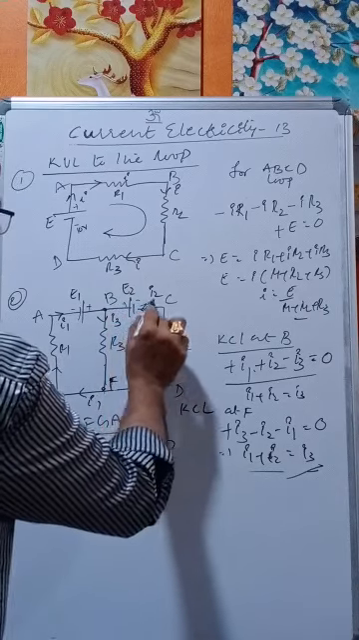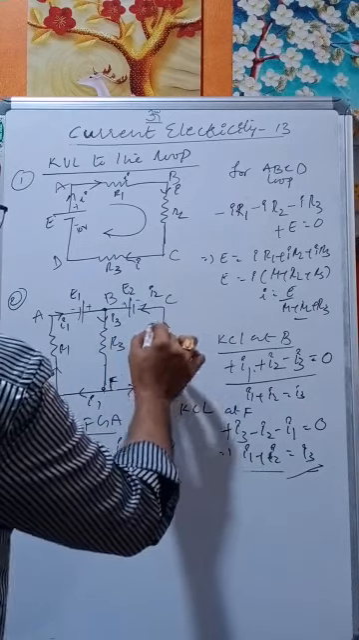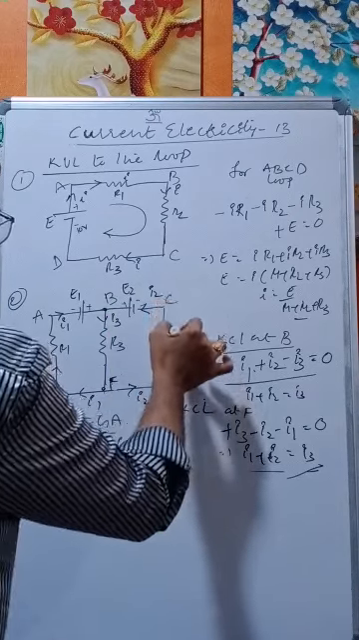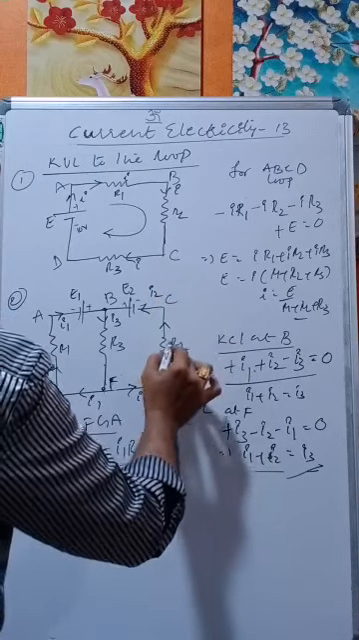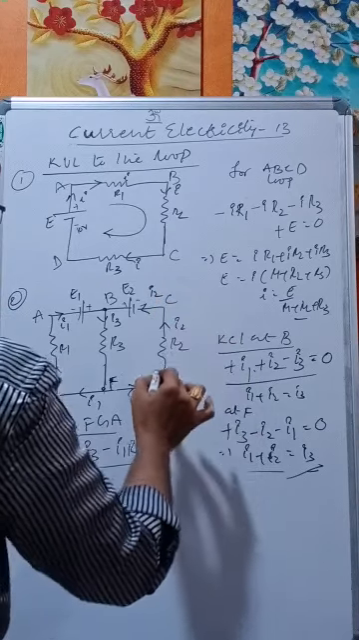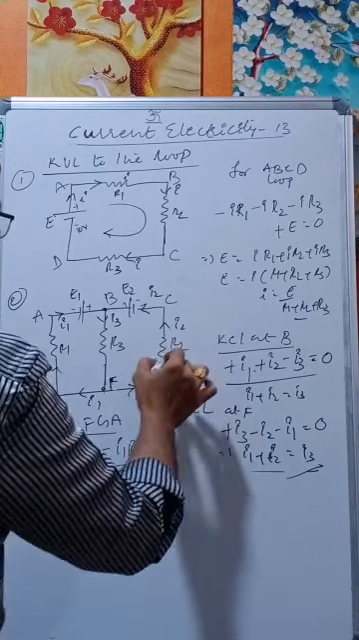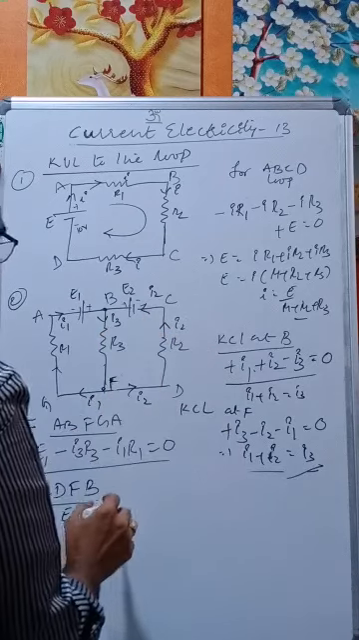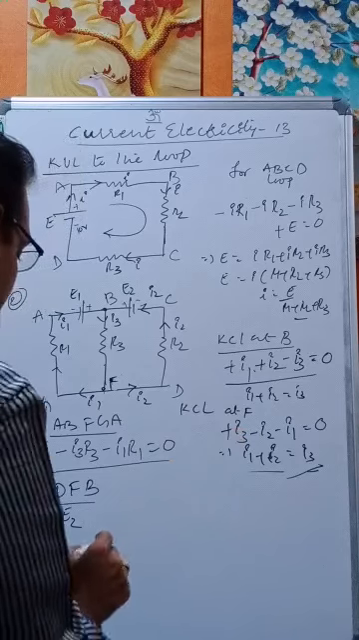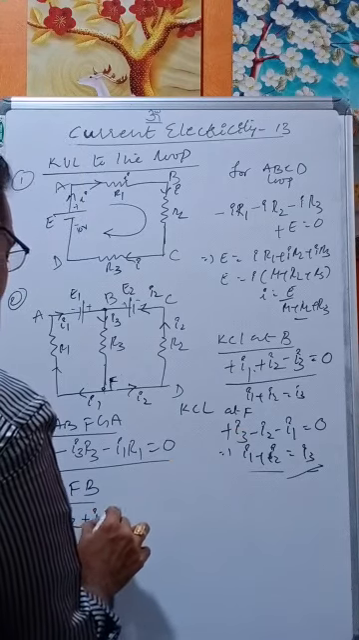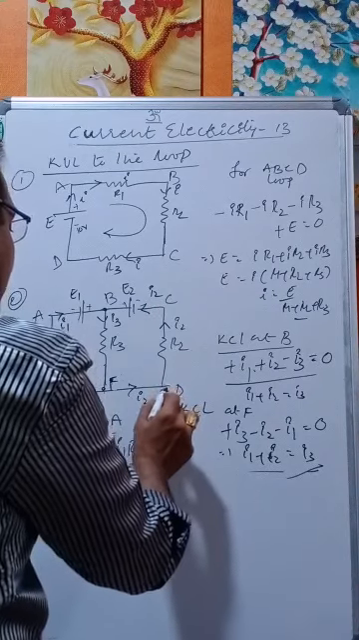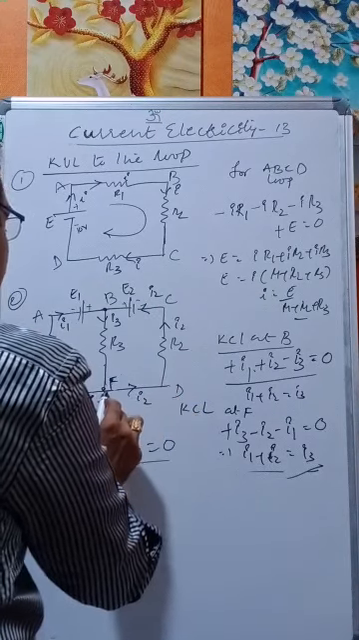The current is like this now, and we are moving from C to D. The current here is I2, the same current. So we are moving in the direction C to D, and the current is opposing. Current opposing means take the drop as positive. Therefore, plus I2 R2.